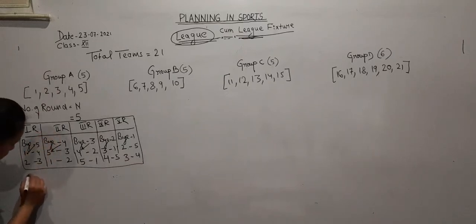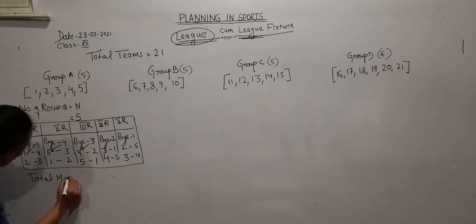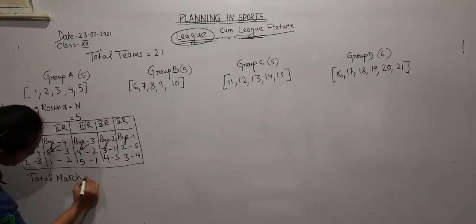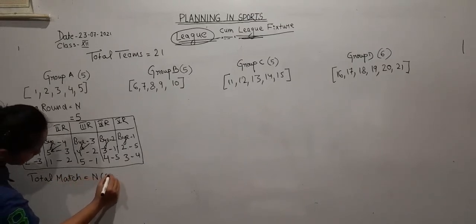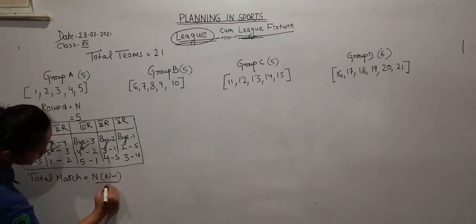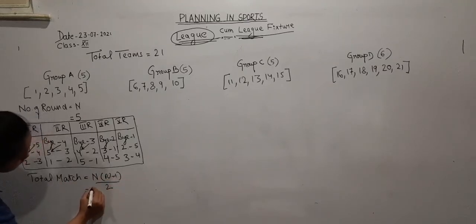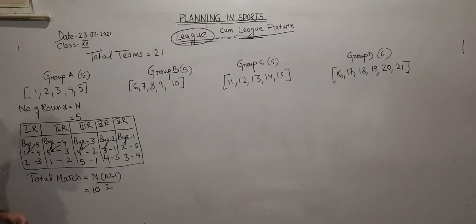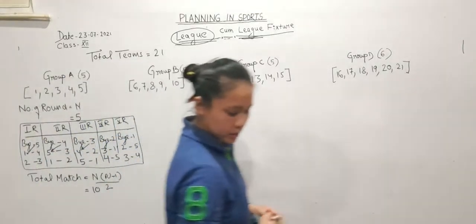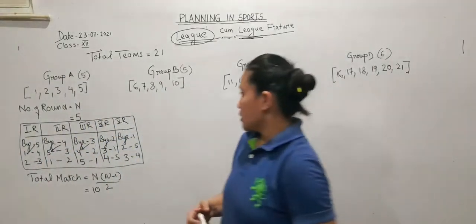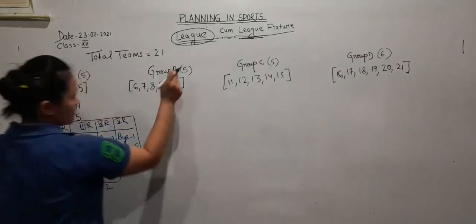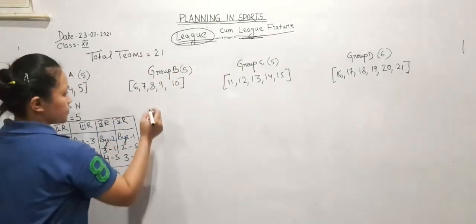Total match: (n minus 1) upon 2 means here the total match will be 10. Okay. Next, same process we will do for group B.